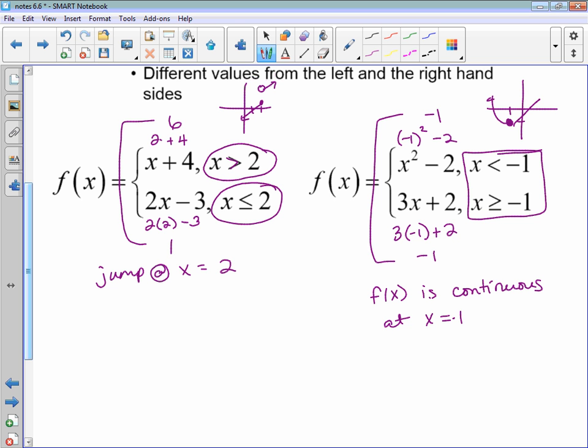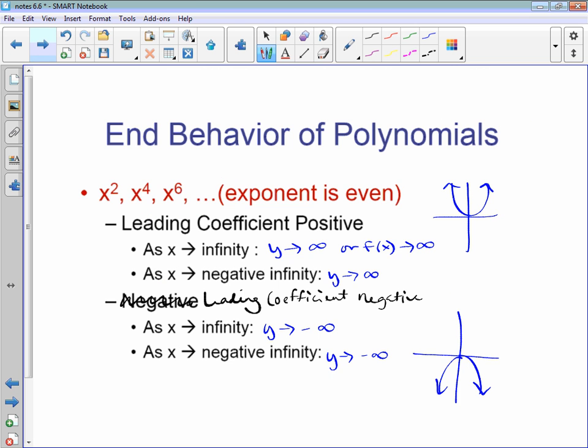Okay. So with piecewise, I'm not going to make you graph them right now. Eventually we will. But right now you're just deciding, is it a jump or is it a continuous function? All right, so that's discontinuity. Are we okay with that? Okay. Now we're going to talk about end behavior of polynomials.